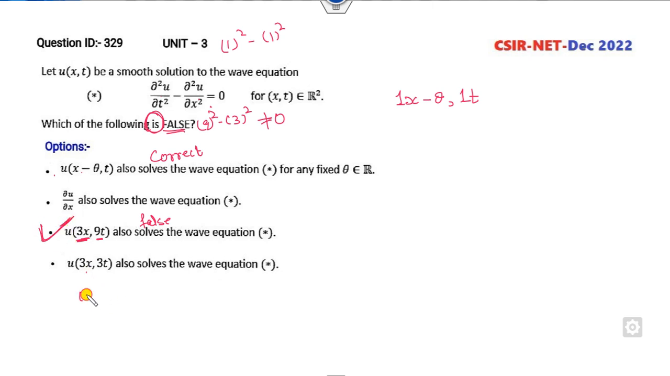You may check this also. This is 3 square and minus 3 square. It's 0 is equal to 0, satisfied. This is the correct statement. So the right answer is only C, my correct answer.